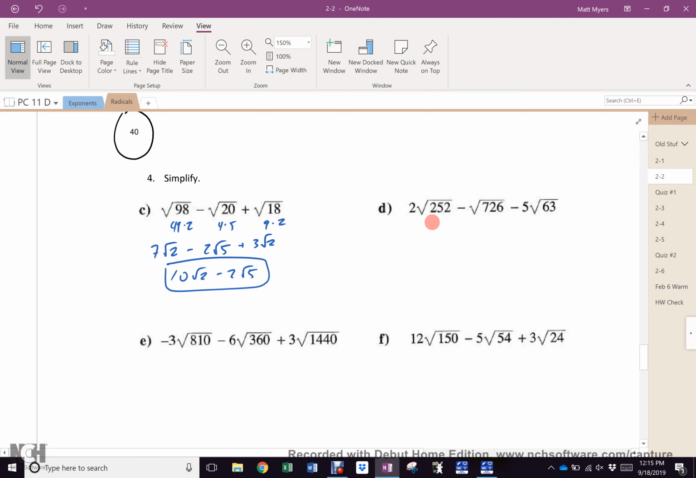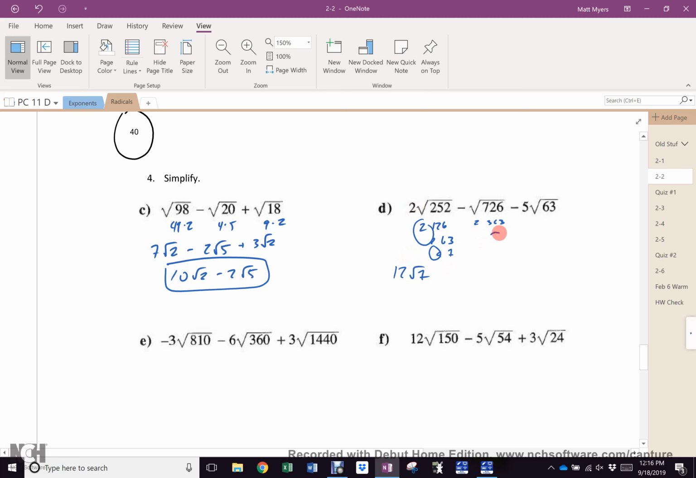252 is 2 and 126, which is 2 and 63, which is done. So that is 4 root 63. 726 is 2 and 363. Oh, it's not 53, it's 2 and 63. 9 and 7. So out comes a 2, out comes a 3. There's already a 2 out there. That's 12 root 7.